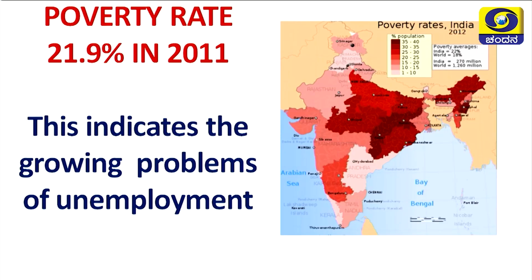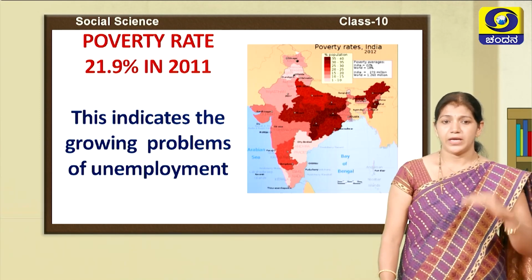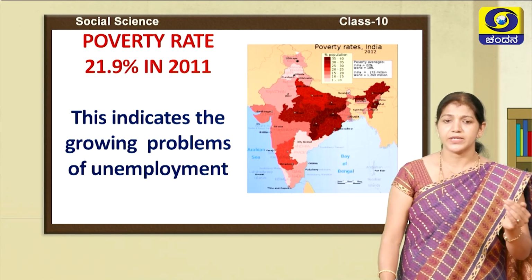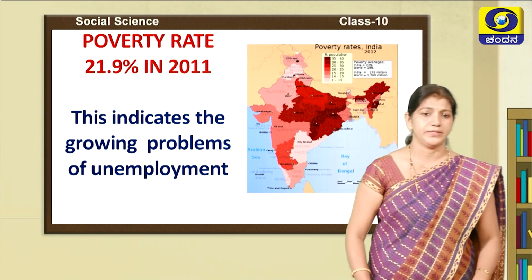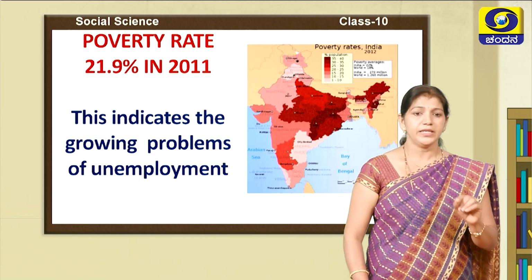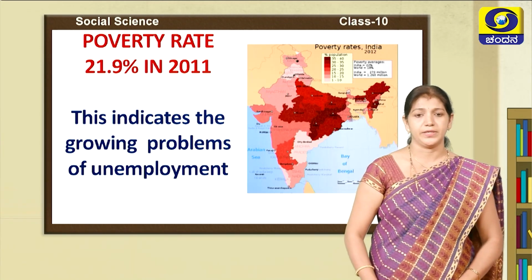According to the 2011 census, the poverty rate of India is 21.9%. What is this indicating? When unemployment is increasing in our country, automatically the poverty rate should be increasing. This rate indicates the growing population of the unemployed in our country.